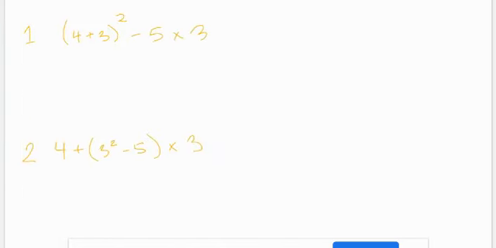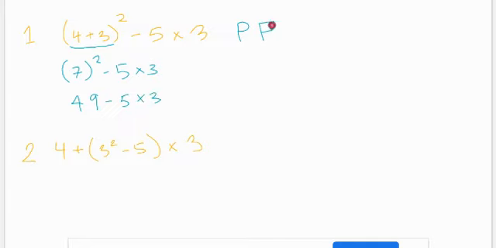So some practice problems. Just like the acronym says, we're going to begin with the parentheses. Here, the first thing in the parentheses is 4 plus 3, which is 7. So we can rewrite this equation: 7 squared minus 5 times 3. Next, we're going to move on to the exponents, and there's clearly one exponent here above the 7, so we're going to solve for that. We know that 7 squared is 49, so 49 minus 5 times 3.